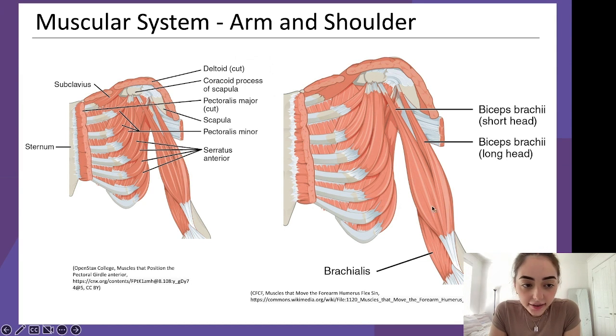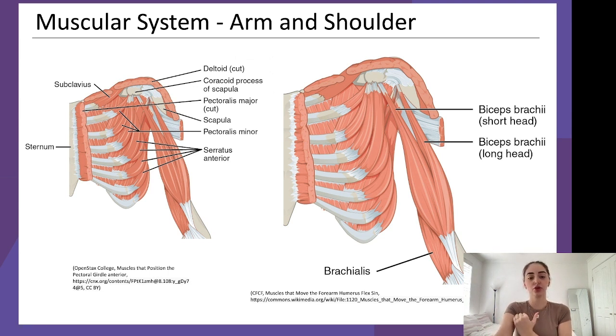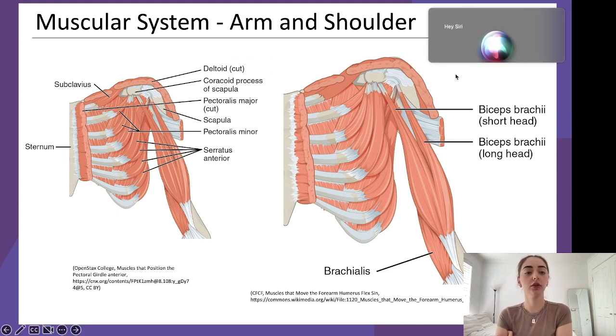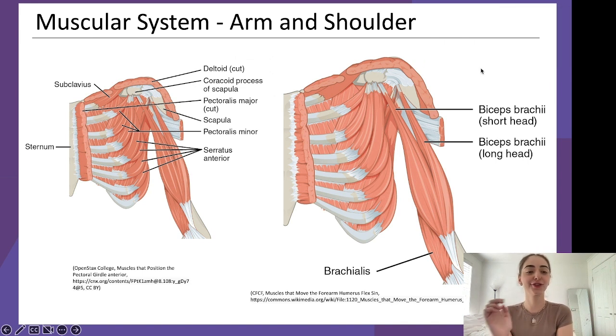Biceps brachii is the one that's most medial, this muscle here that's most medial, most towards the midline, and then you have the brachialis under that, okay? You have the short head and the long head, which basically just defines the different portions of it. But just know the biceps brachii, and then you have brachialis under it. Those are the main ones that I want you to know right now.